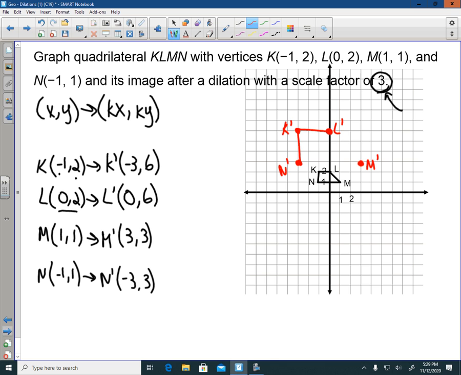And now when we connect our dots, we see that we have a new object, K'L'M'N', that is 3 times bigger than our original object. Now, here's something to think about. It might have seemed like that object also translated, but remember how dilations work. They get measured from a center of dilation, which is a point. And when you're graphing objects, that point is going to be the origin. And so what you have here is a dilation that comes from the origin.